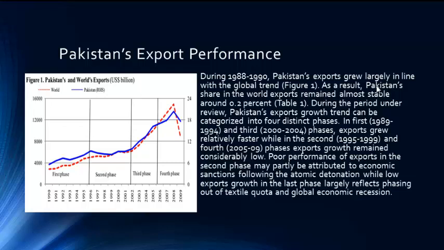The author of this paper says that there are 4 phases. In the first phase, we had a fairly good export performance. That was from 1990 to 1996. In the second phase, 1996 to 2002, exports were flat, and basically he says that's because of the economic sanctions following the atomic detonation. And then in the third phase, exports grew quite strongly. That was from 2002 to 2006.